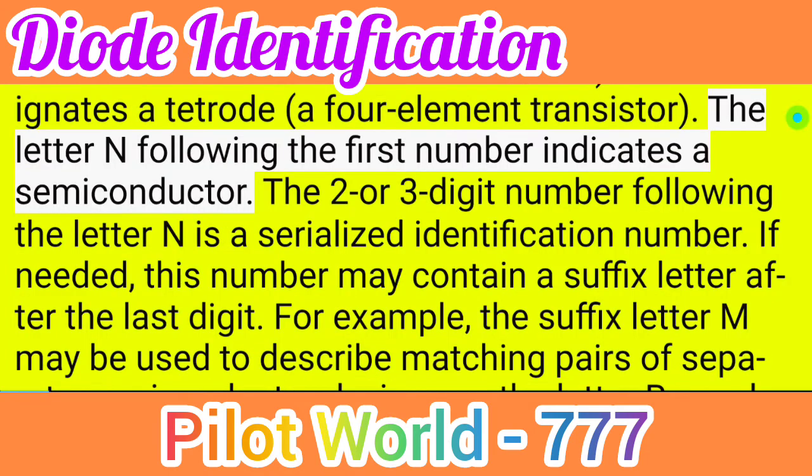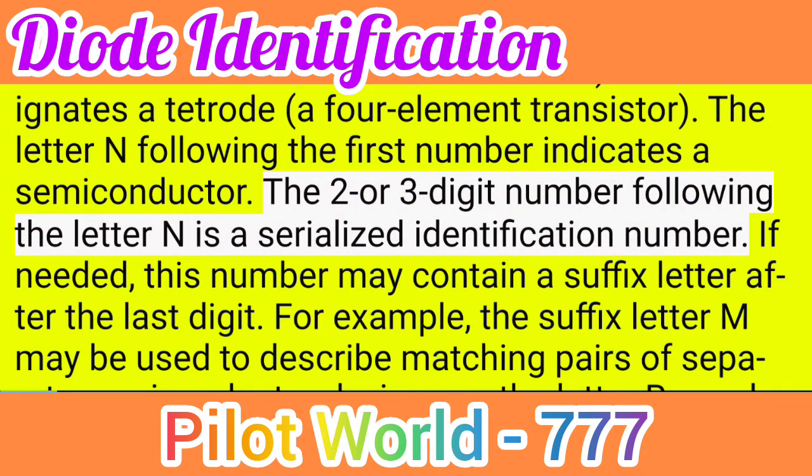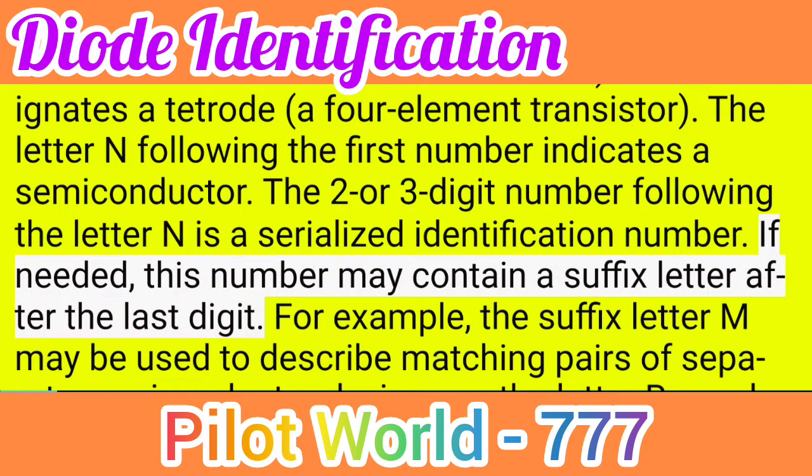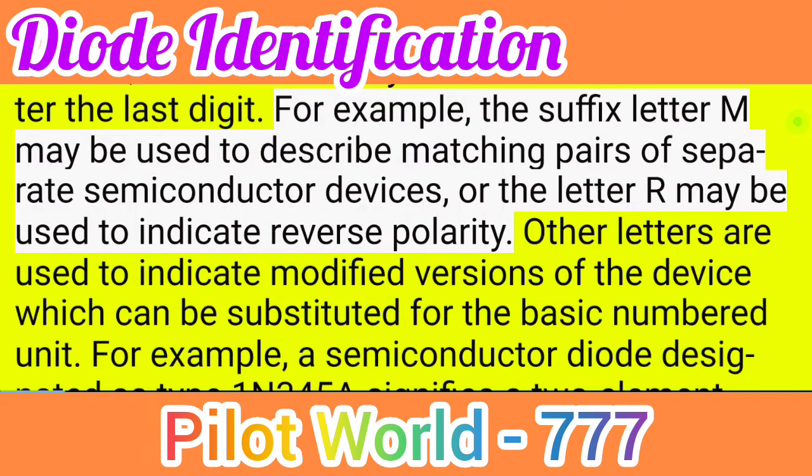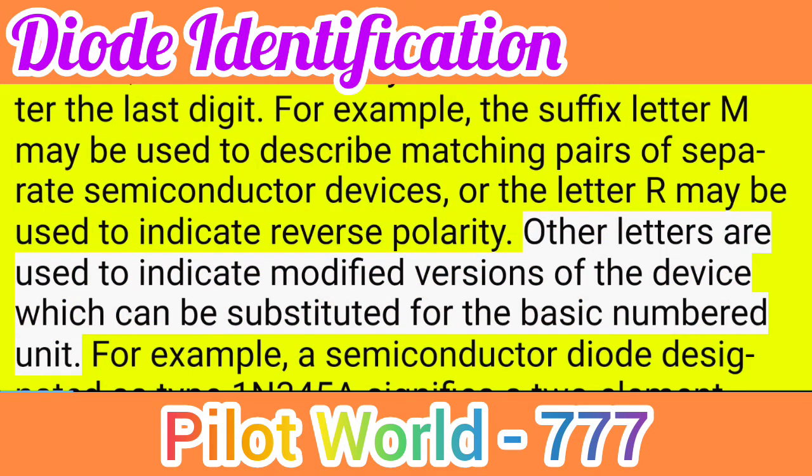The letter N following the first number indicates a semiconductor. The 2 or 3-digit number following the letter N is a serialized identification number. If needed, this number may contain a suffix letter after the last digit. For example, the suffix letter M may be used to describe matching pairs of separate semiconductor devices, or the letter R may be used to indicate reverse polarity. Other letters are used to indicate modified versions of the device which can be substituted for the basic numbered unit.